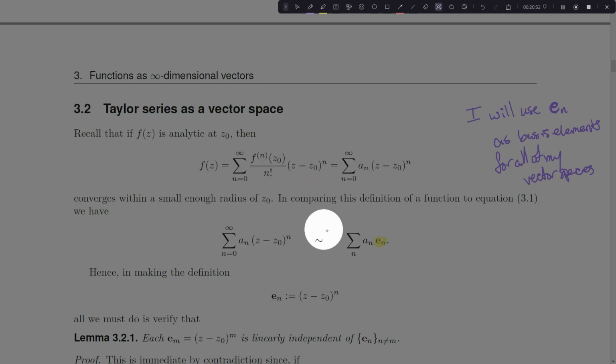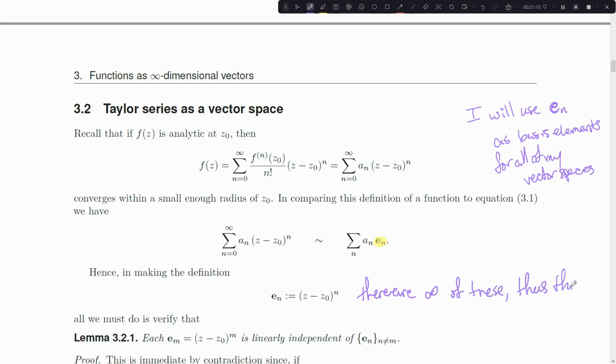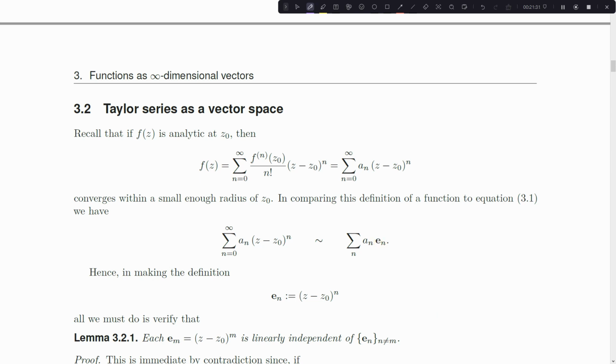And therefore I have a vector space, but how many basis elements do I have? I have infinitely many. So there are countably infinitely many of these. Thus, this is an infinite dimensional vector space. Now I haven't proven that the vector space axioms are met yet, but I will in just a little bit. But this is why it's a countably infinite dimensional vector space. So let's scroll down just a little bit.